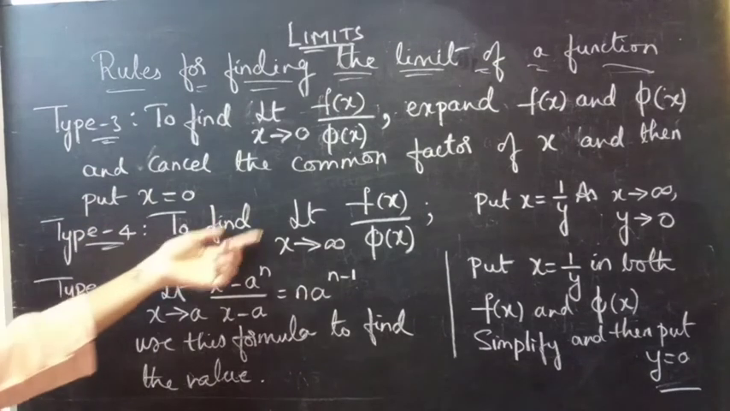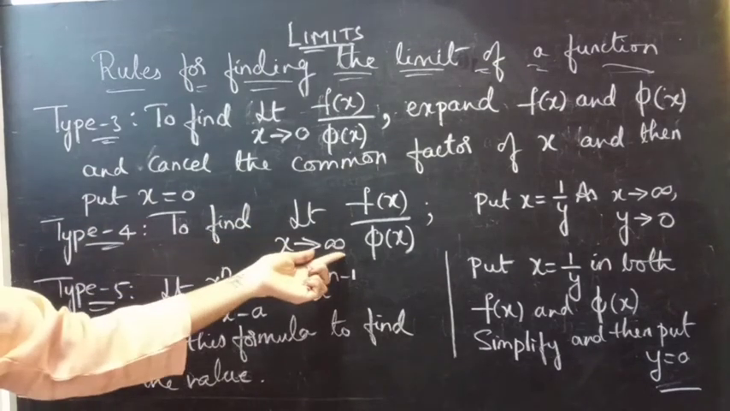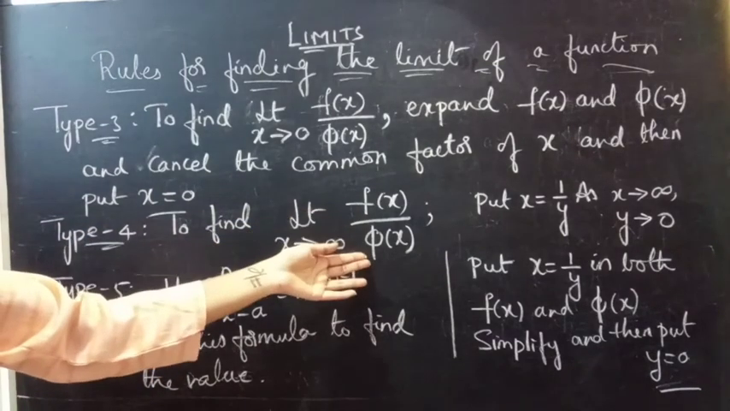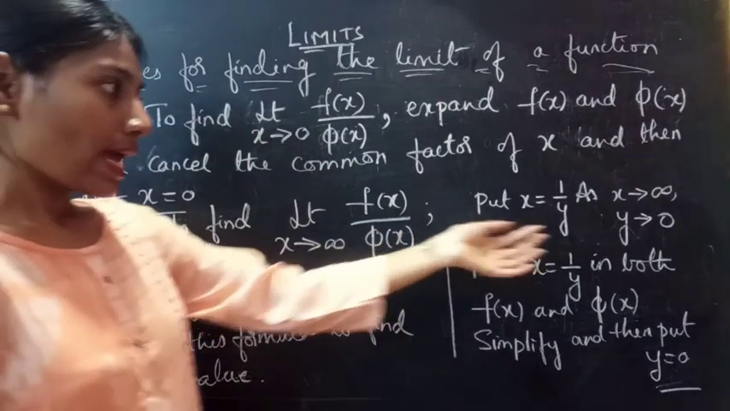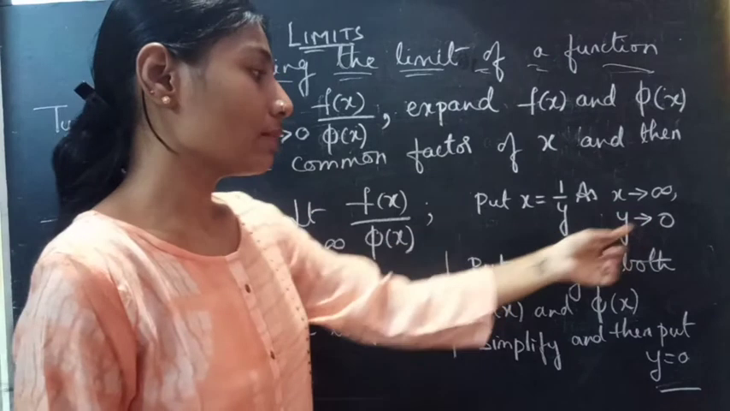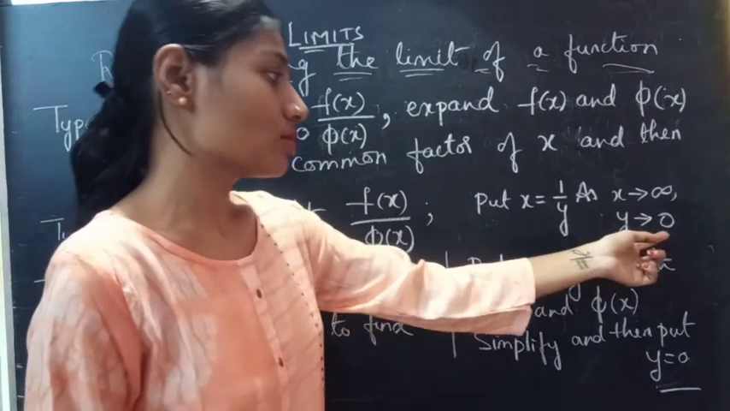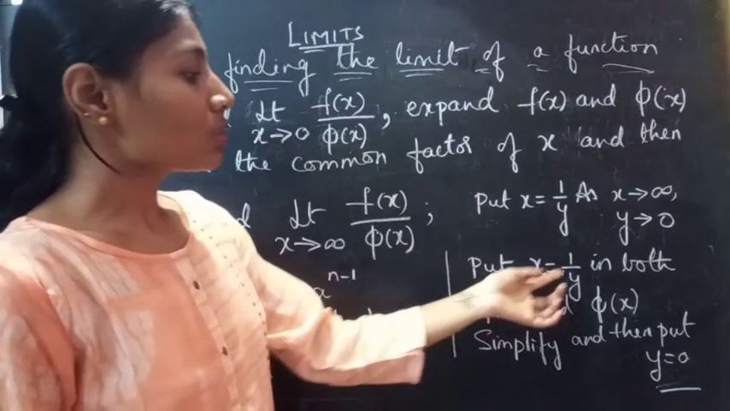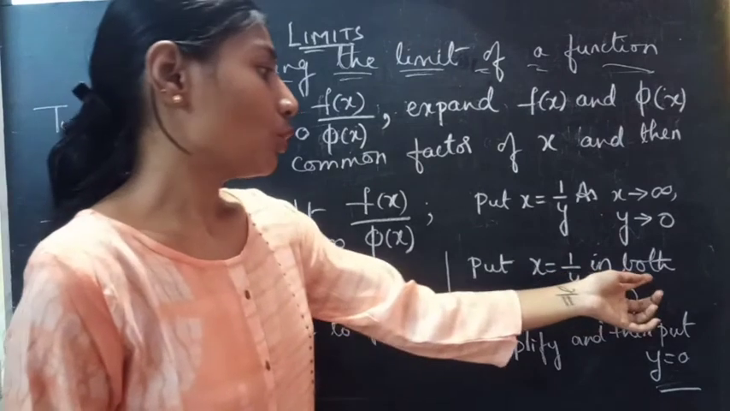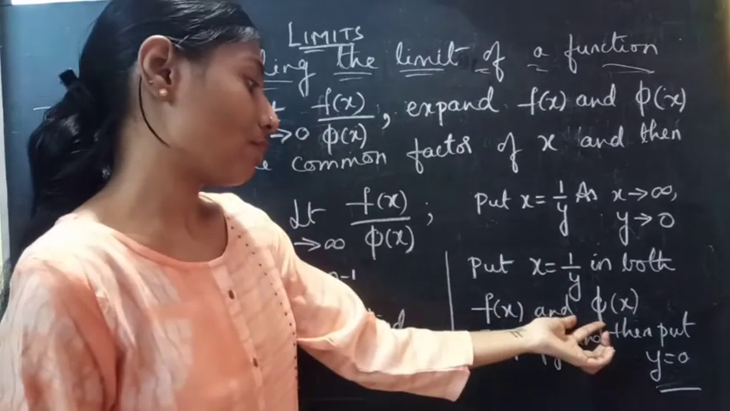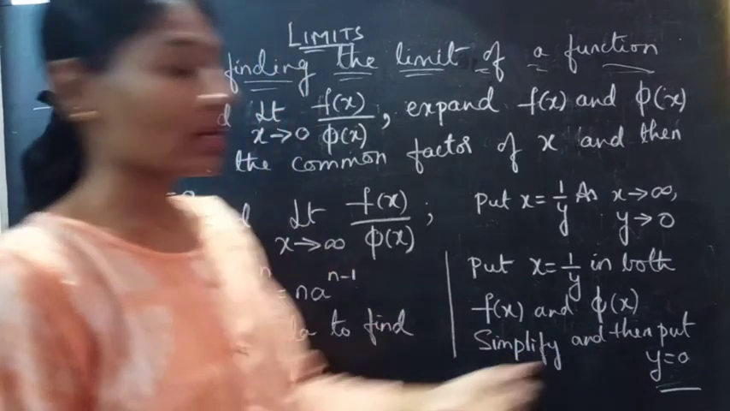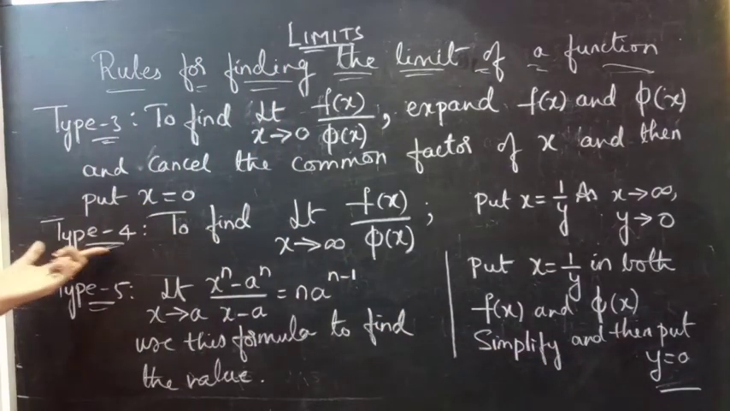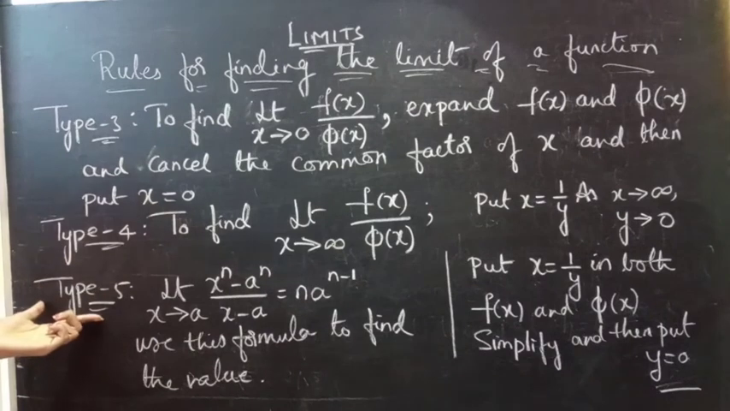To find limit x tends to infinity f of x by phi of x, put x equals to 1 by y as x tends to infinity and y tends to 0. Put x equals to 1 by y in both f of x and phi of x and then simplify and then put y equals to 0. So this is type 4. Next, coming to type 5.